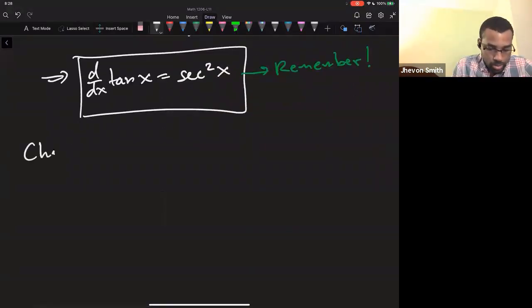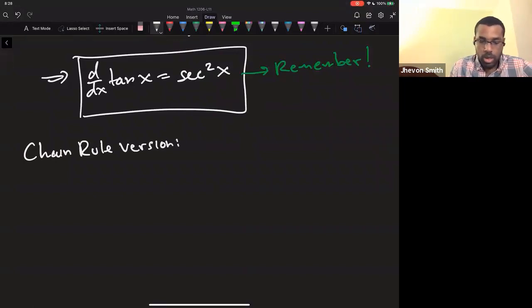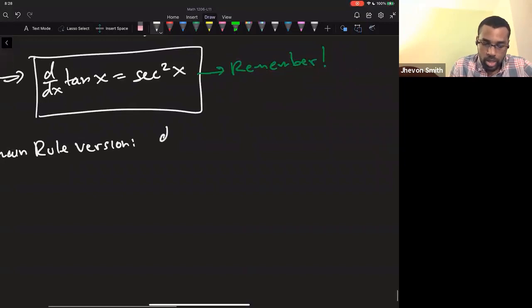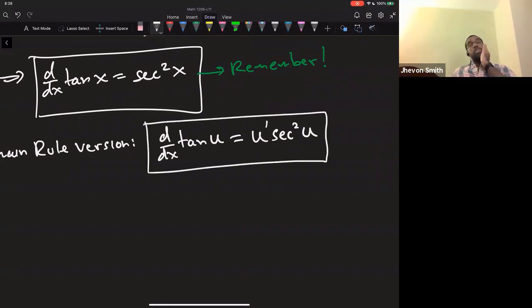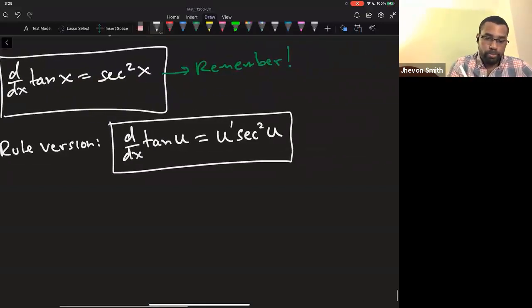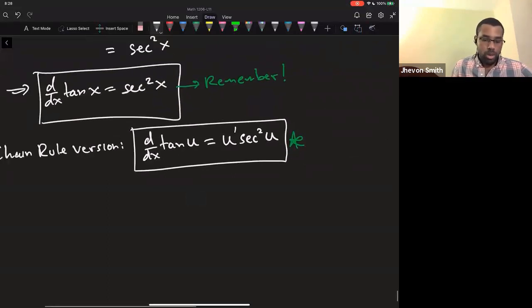Chain rule version. So if you want to take the derivative of tangent of something, some random thing, it's going to be u prime times secant squared of that random thing. And I would actually prefer you to memorize the second formula than the first formula, but you do you, boo.